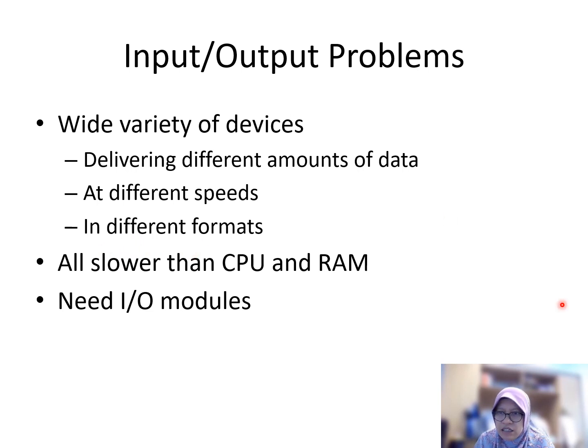On the other hand, the transfer rate of some peripherals is faster than the memory or the processor. So again, the mismatch would lead to inefficiencies if not managed properly. Peripherals often use different data formats and word lengths than the computer to which they are attached. So that's why they need the I/O modules.